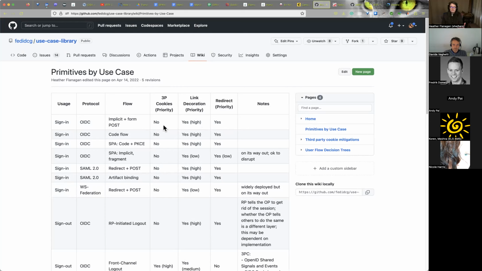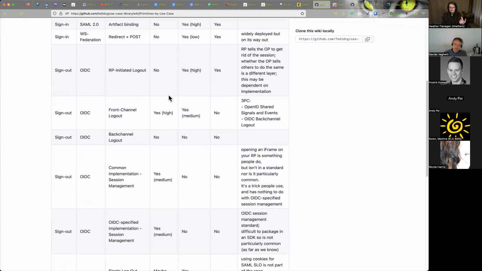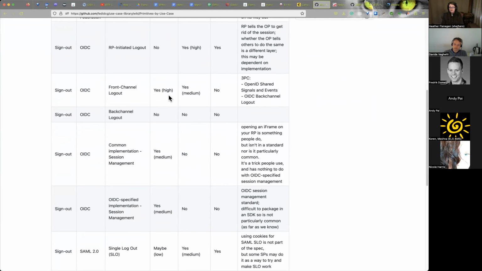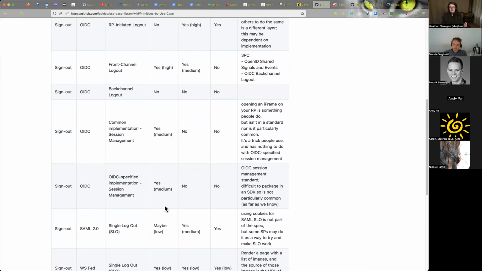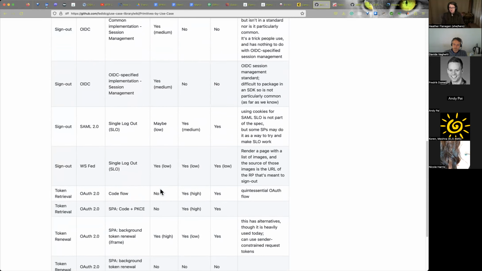If third-party cookies go away, would the implicit post be impacted? No. If link decoration is heavily modified, would sign in using OpenID Connect in an implicit post be impacted? Yes. So that's how this table goes through. And you can see, when cookies go away, what are the biggest things that are going to be impacted? Front channel logout, session management of various flavors, and single logout.